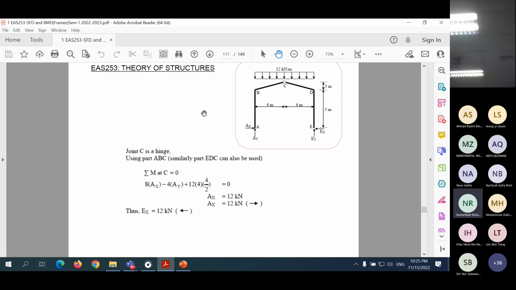After you know this AY, you use the free body diagram of the hinge ABC, then you can calculate AX. Once you calculate AX, then you know EX. So this is the first step to get the reaction force, but here you take advantage of the fact that this problem is symmetry.